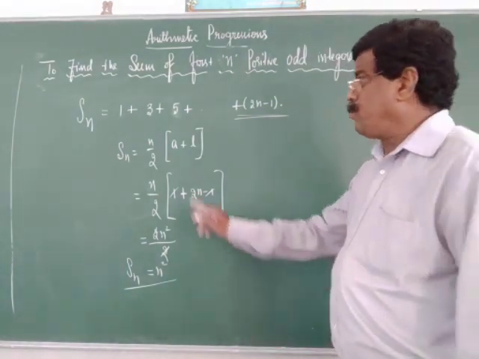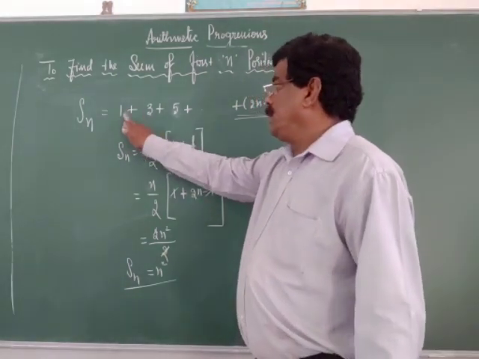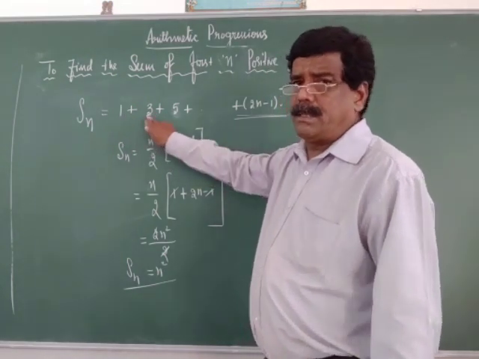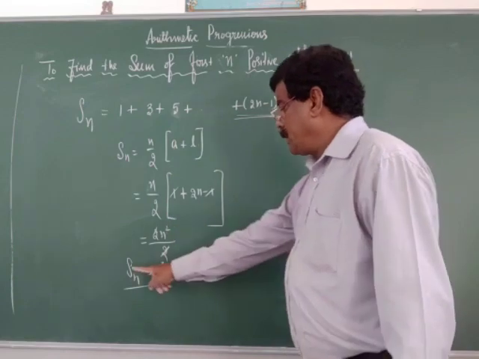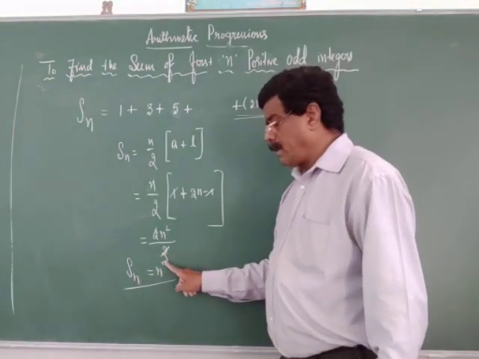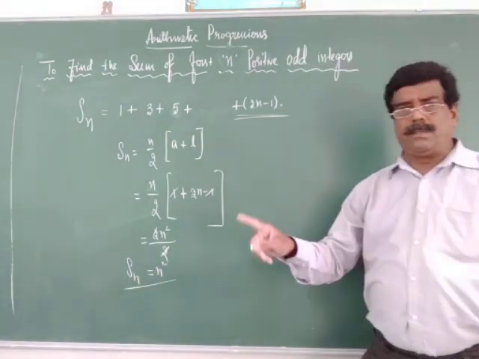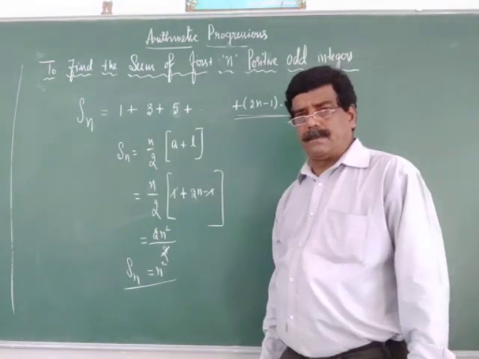Now let us see sum of two odd numbers. 1 plus 3. 1 plus 3 is how much, children? 1 plus 3 is 4. How many terms you have taken? 2 terms. So S2 will be equal to 2 square. 2 square means 2 into 2, it is 4.